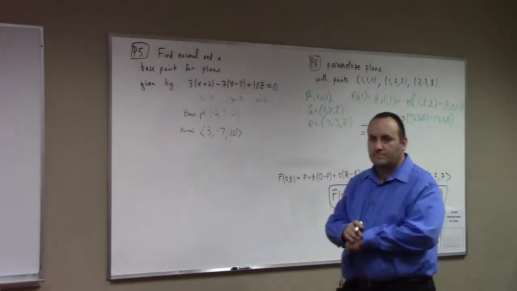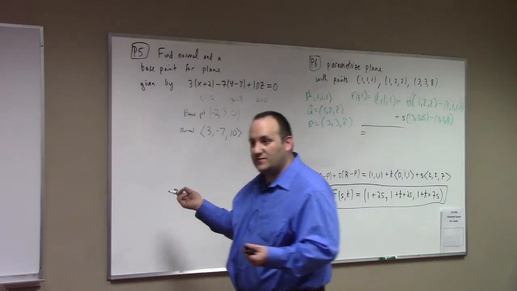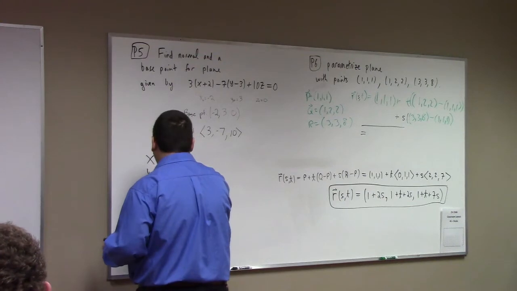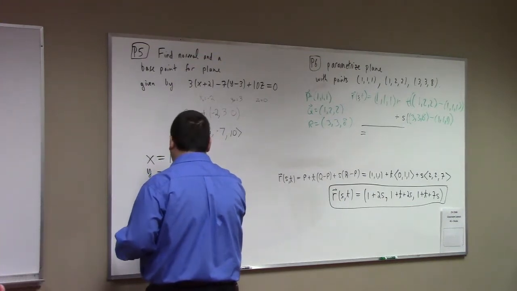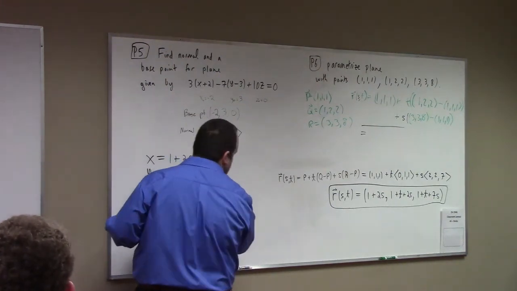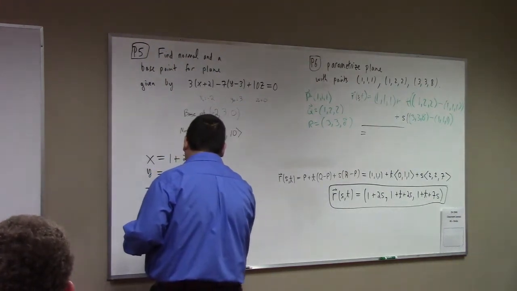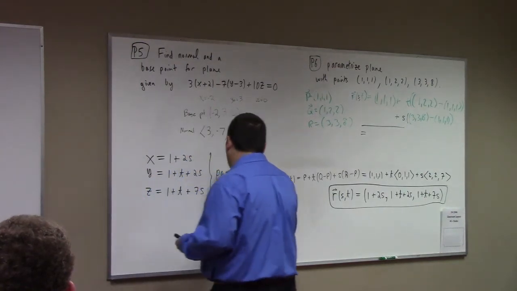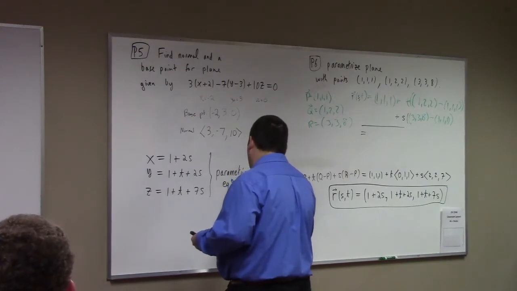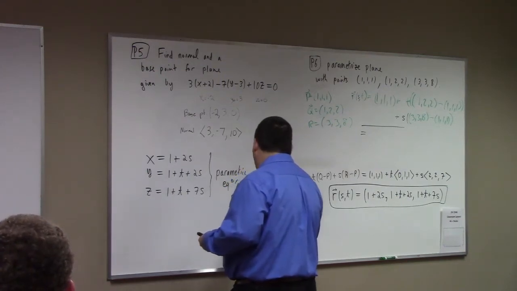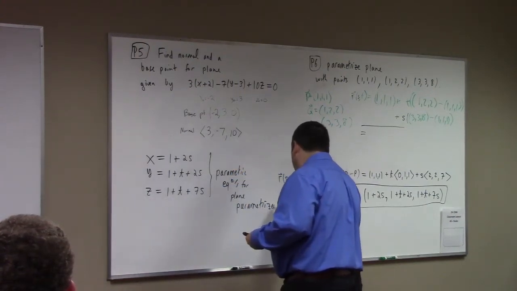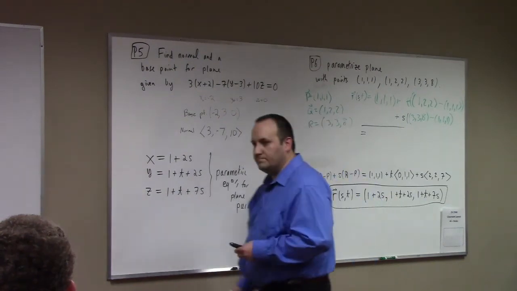There are many. By the way, parametric equations for the plane, what would they be? x equals 1 plus 2s, right? y equals 1 plus t plus 2s. I didn't ask this, but just while we're at it, z equals 1 plus t plus 7s. These would be the parametric equations for that plane, parameterized by that guy.